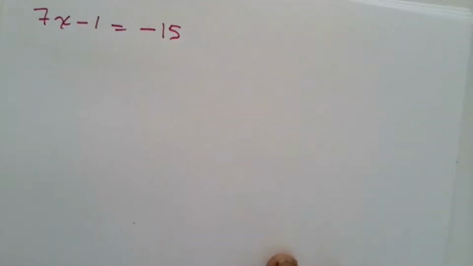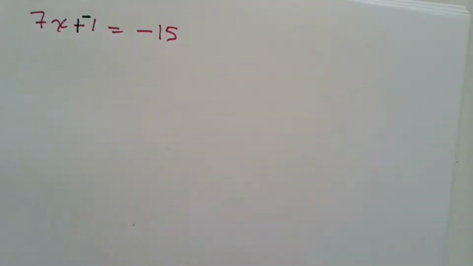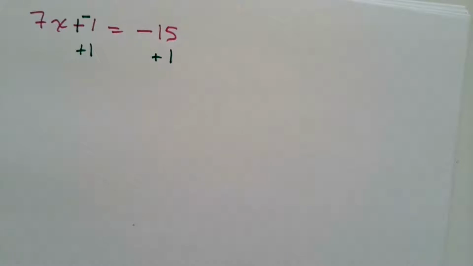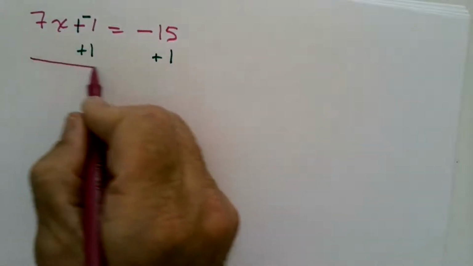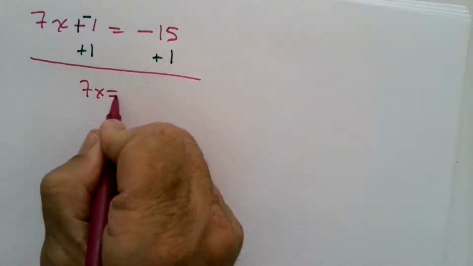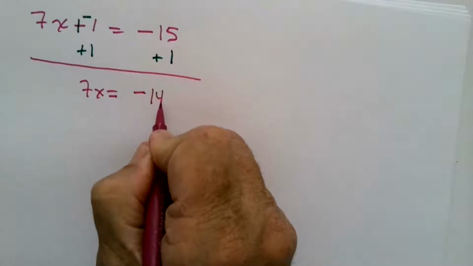We want to get the x by itself. So again, I'm going to make the minus a plus negative. I want to get the x by itself, so I'll add 1 to both sides, add 1 on this side, add 1 on that side. So now what do we have? 7x plus negative 1 plus positive 1. 7x is negative 15 plus 1 is negative 14.